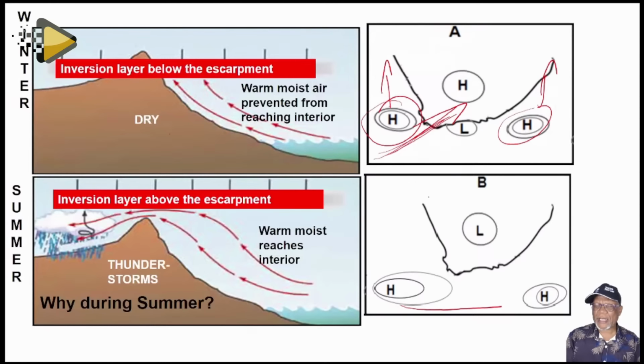So because what? The high pressure cells have moved southwards. Why did the high pressure cells move southwards? Because they are following the migration of the ITCZ. When the ITCZ moves southwards, the high pressure cells also move southwards. So what will be the impact of high pressure cells moving southwards? They are going to block the mid-latitude cyclones and stop the mid-latitude cyclones from flowing into the interior.